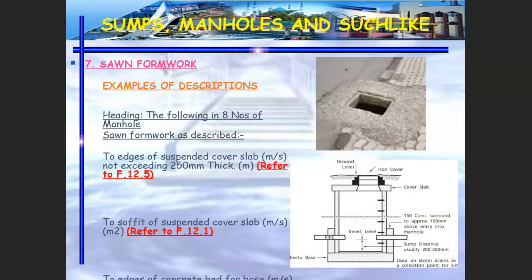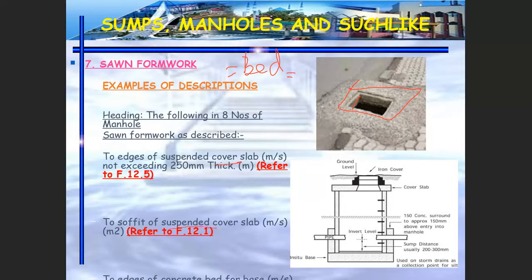Same concept, meter square. For the formwork, normally for the concrete bed, and this one example for the suspended slab and the surrounding area of your manhole cover, you have to measure under concrete bed or upper floor slab. Under F.12.5, you have the concrete slab, you have to measure for the formwork. This is the example, F.12.5, under edge of the suspended cover slab.